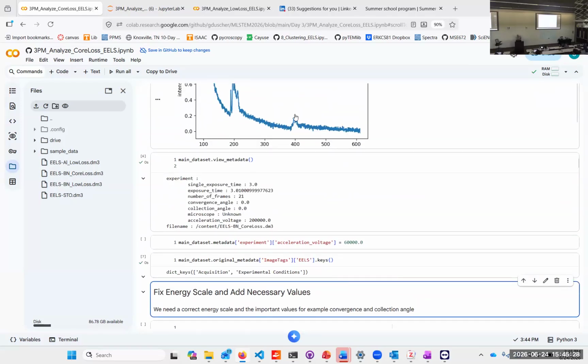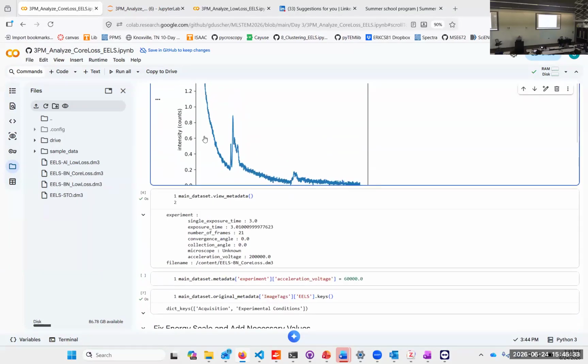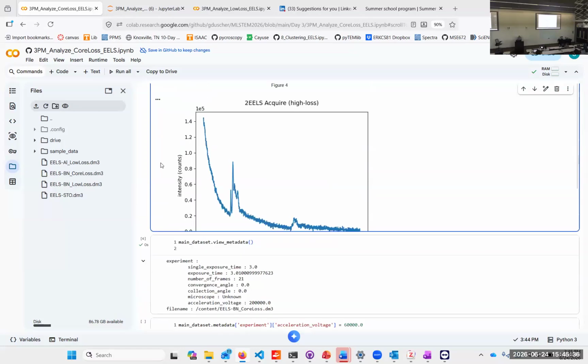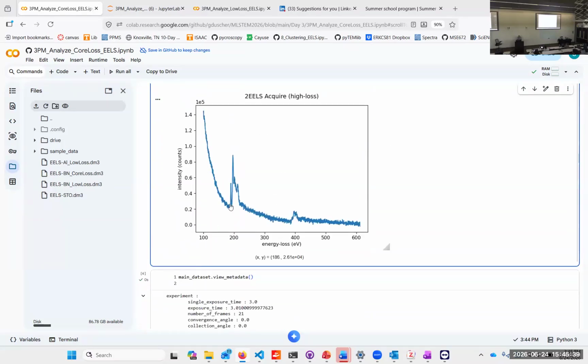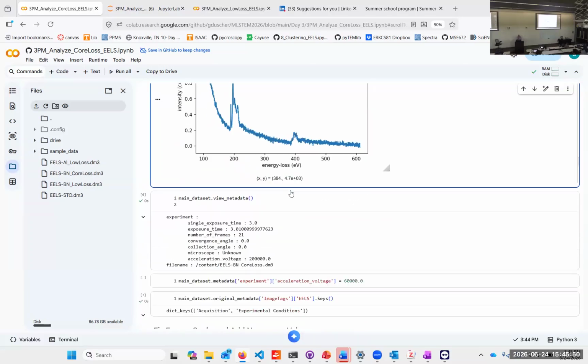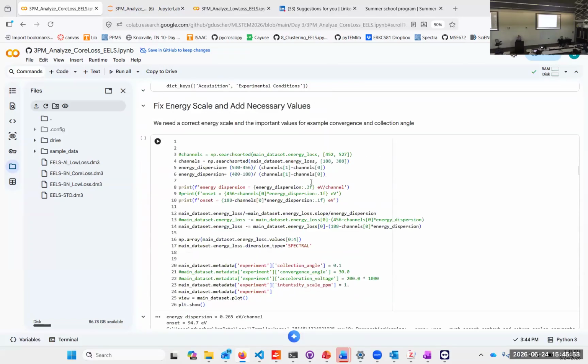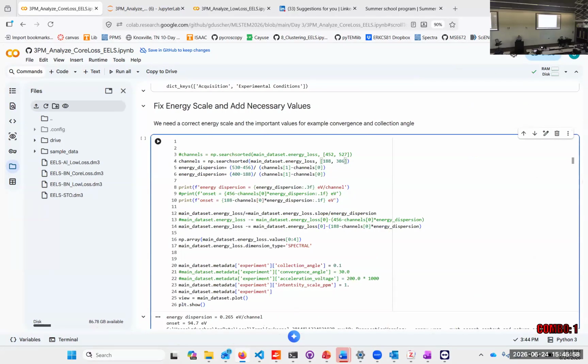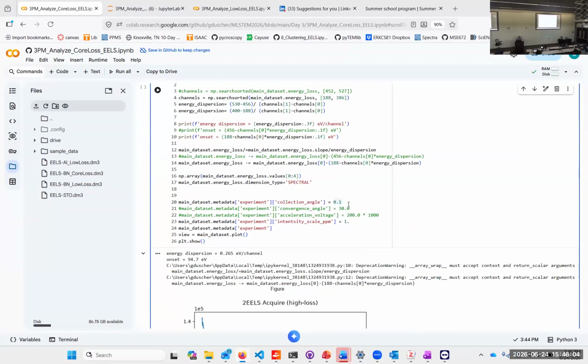So there's another problem here. This EELS spectrum is not very good. The energy scale is not correct. The first one is correct, but the second one here should be at 400, and you see it's about 384. Actually, I think it's 386. So what we do is we change that.